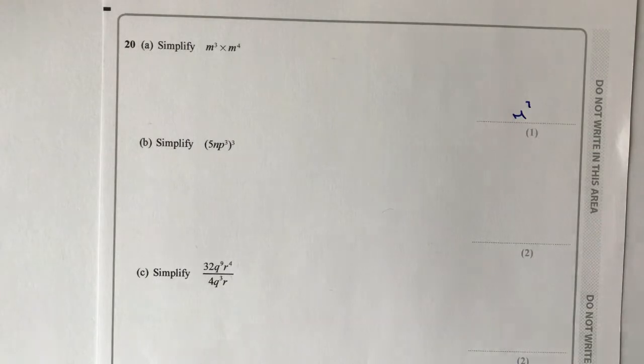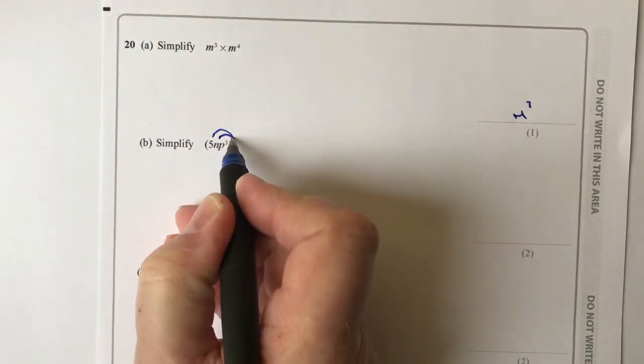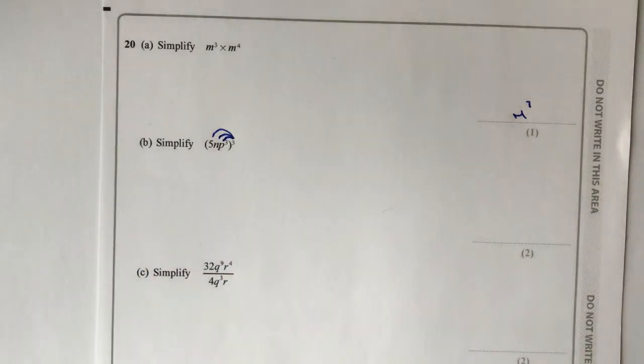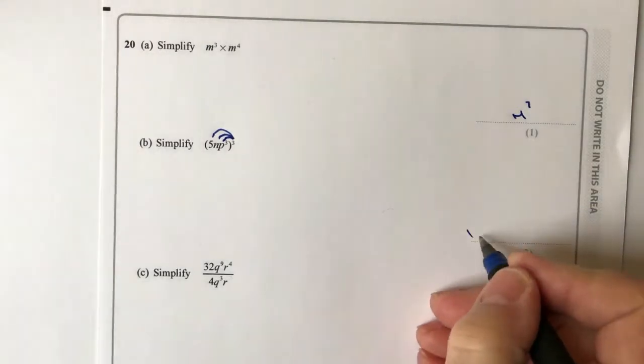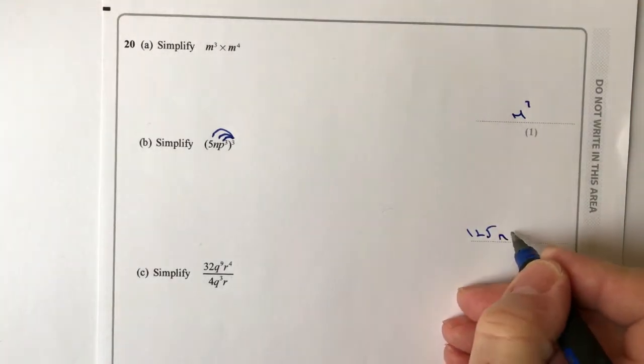The second one, part B, is we've got 5np cubed, and that's all cubed. You need to be a little bit careful here, because the cubing part of it applies to each of the terms inside the brackets. So 5 cubed is the same as saying 5 times 5 times 5, which is 125. Then I've got n, a single value of n, and then I'm going to cube that, so it would be n cubed.